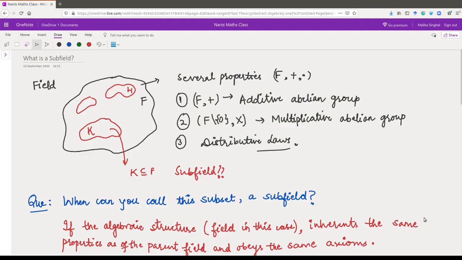Hello everyone, welcome to this next video on field theory. In this video we are going to see what is a subfield. In the previous videos we have seen what is a field.